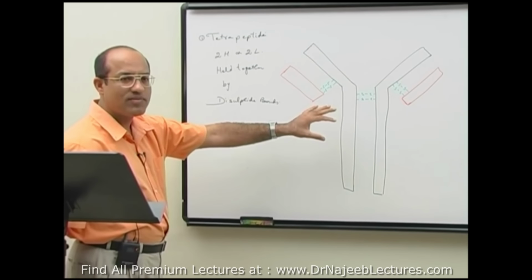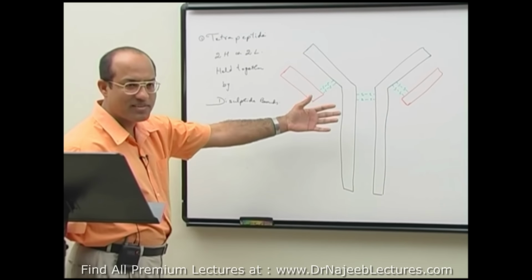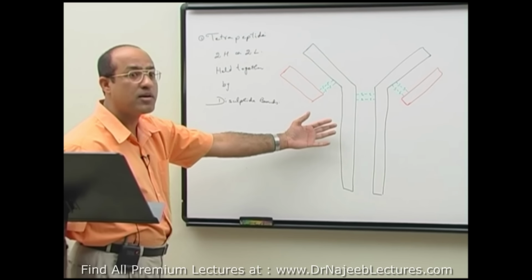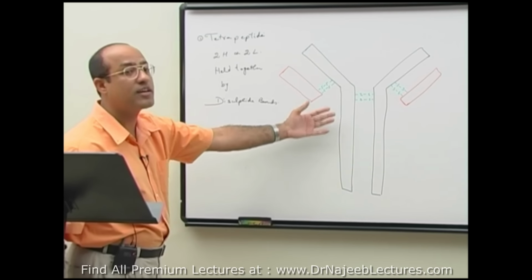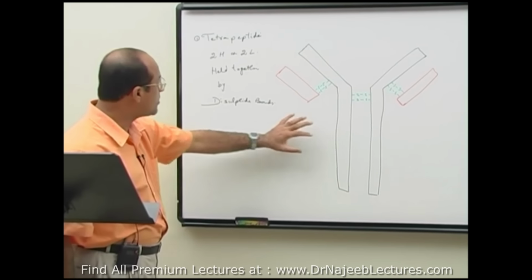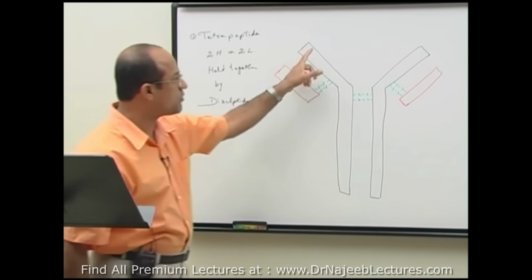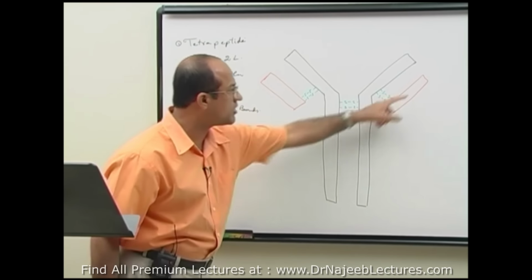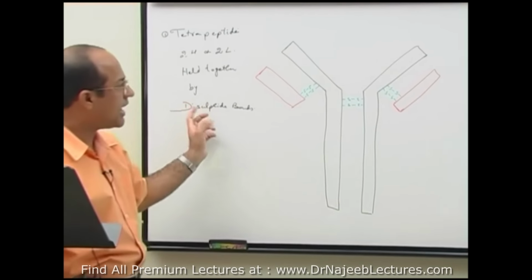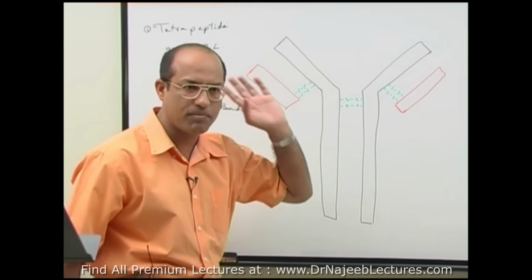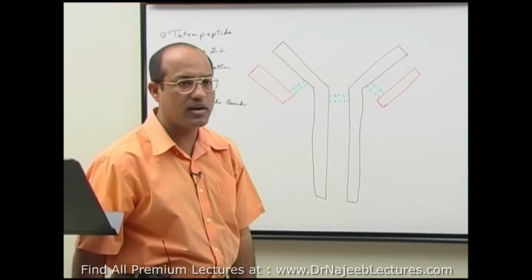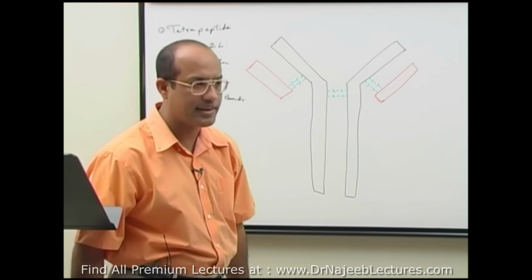Antibody is of course an immunoglobulin which is secreted by plasma cells, present in the plasma gamma globulin component, right? Antibodies are basically tetrapeptides, having 2 heavy chains and 2 light chains held together by disulfide bonds. Am I clear? This is a typical shape of the antibody.